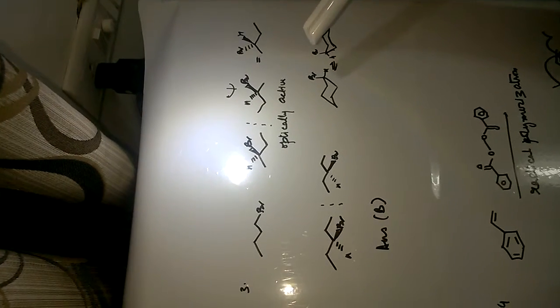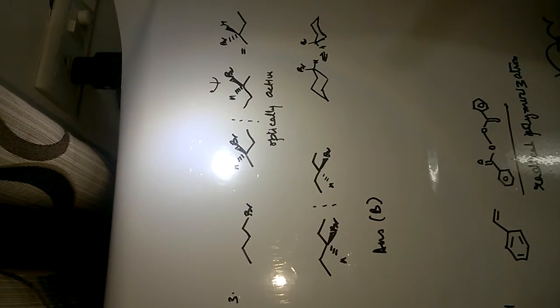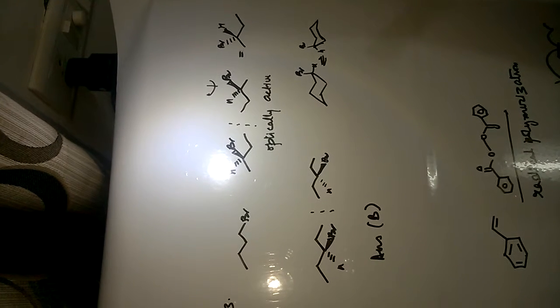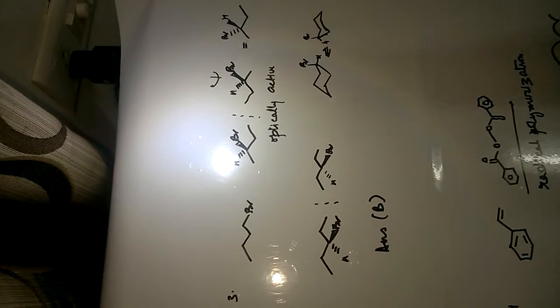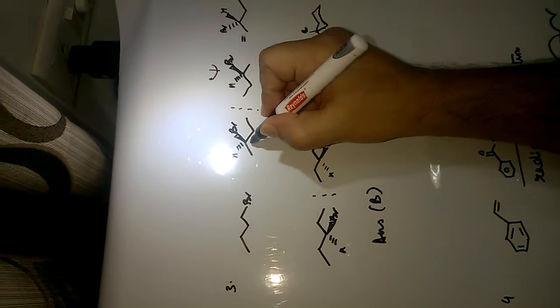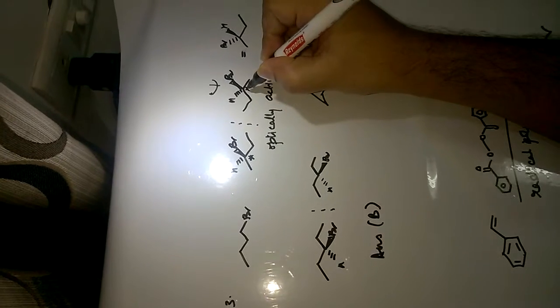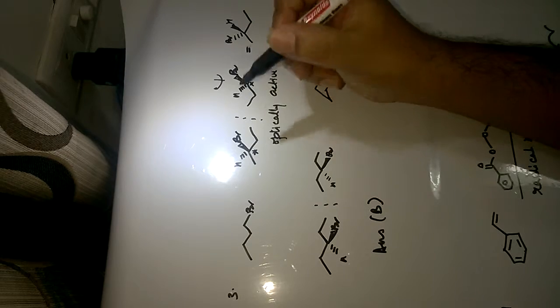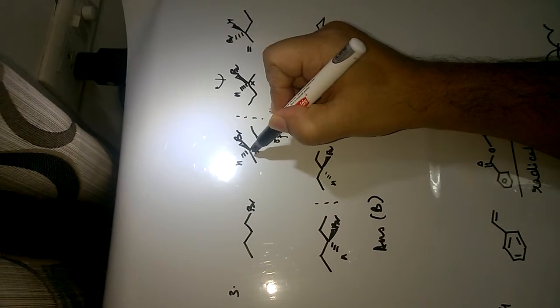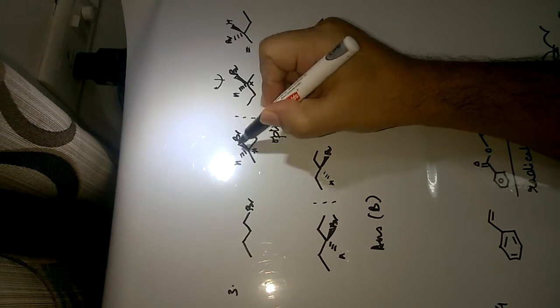Now in the next question, we are given certain organic compounds: 1-bromobutane, 2-bromobutane, 3-bromopentane, and bromocyclohexane. Now we are asked to find out which one is optically active or can show optical activity. For optical activity in a simple organic compound, we need to search for chirality, an atom, a tetrahedral atom where all the 4 groups attached to the atom are different. So here carbon is tetrahedral and the 4 groups are methyl, ethyl, bromine, and hydrogen.